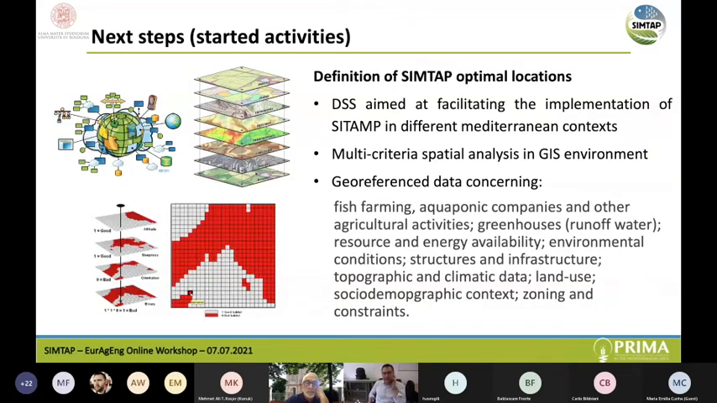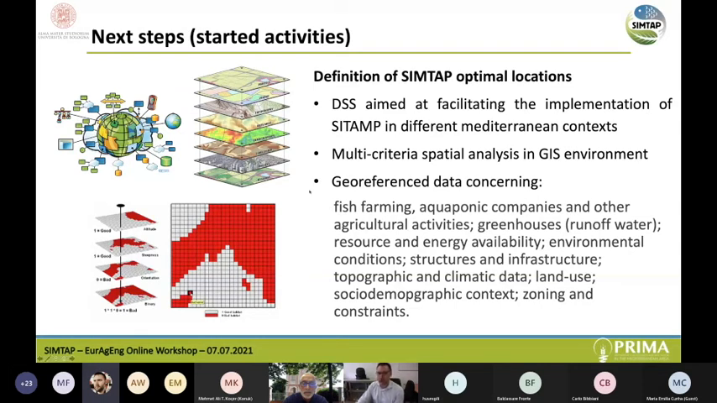And last slide, we have also started the analysis of the optimal locations where SIMTAP pilots could be installed, which means which are the best places where the SIMTAP pilots can use the environmental resources in the best way possible, and also find the most favorable conditions to be efficient in terms of production and low environmental impact. So we will perform a multi-criteria spatial analysis in a GIS environment.